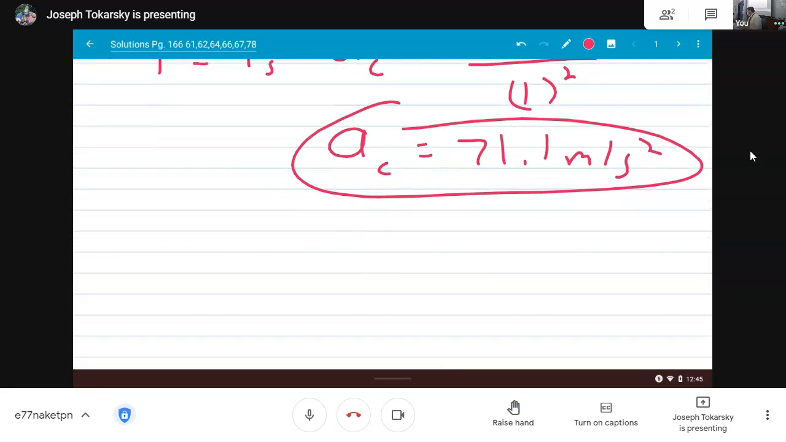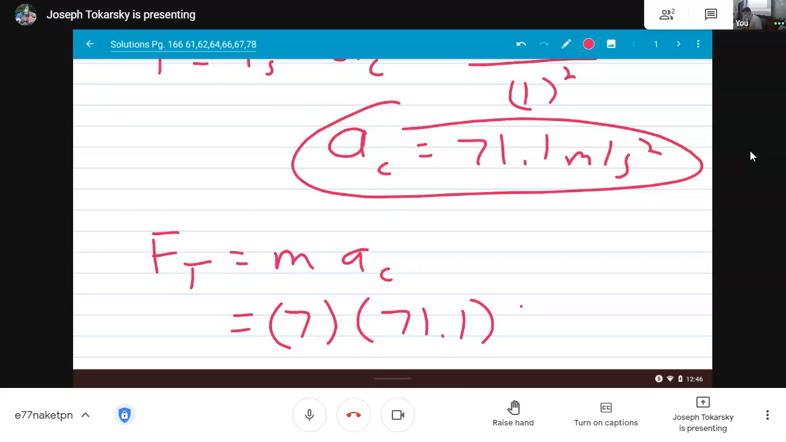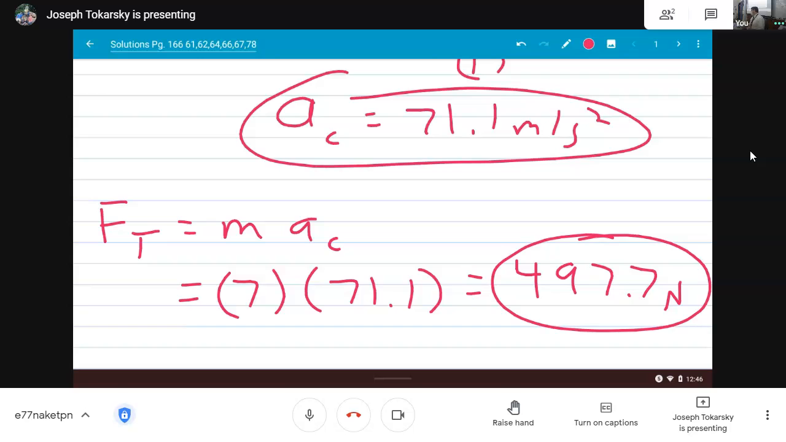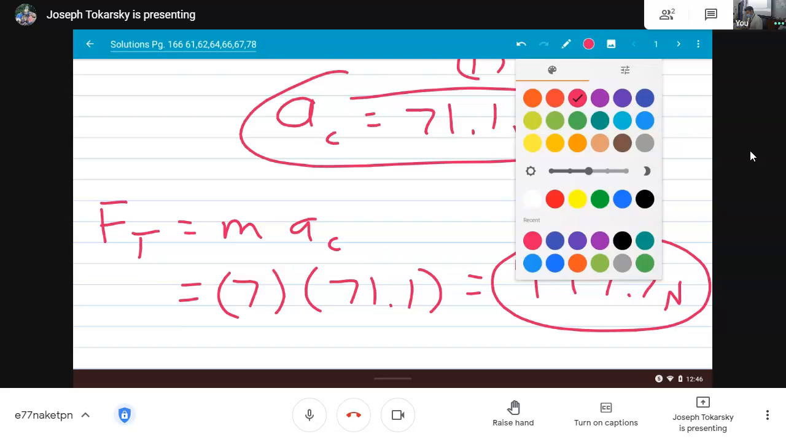The second part says find the tension. That is the centripetal force this time, right? Because it's being whirled there. So we could say the tension equals m a_c, and all we got to do is take that mass, 7 kilograms, and multiply it by the 71.1 we just found. And we get just a little bit under 500. About 497.7 newtons would be the tension in that rope. Those are two very similar problems. Let's move on to 64.